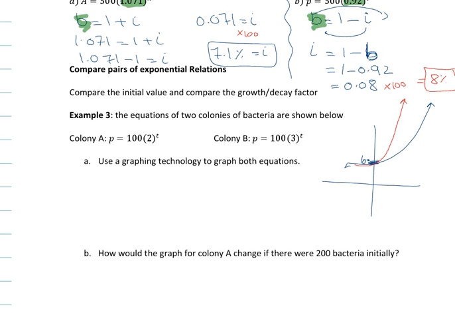So here's what I want you to do. I want you to open your computer, go to Desmos, and graph these two, okay? And then you can copy them here. And I would like you to change the initial value of colony A to 200 bacteria.